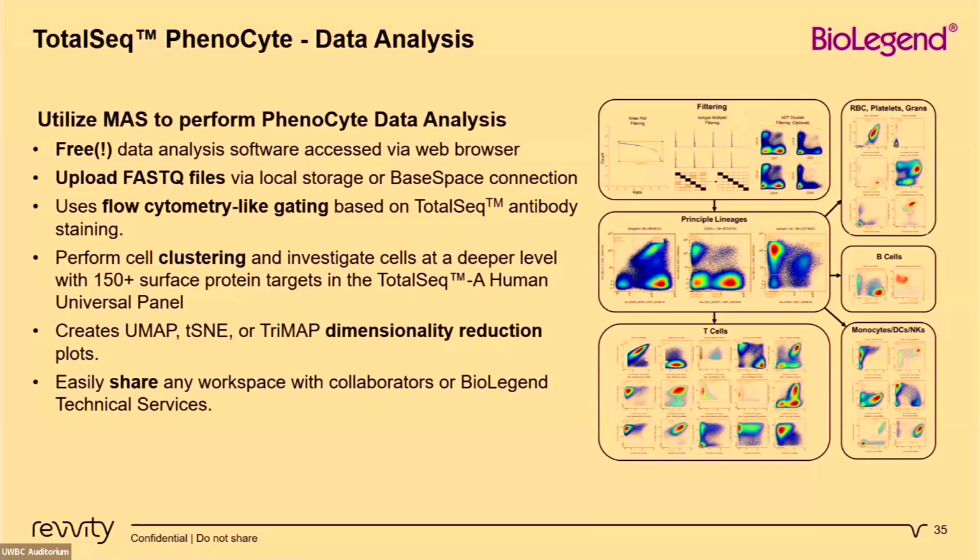So what does that data analysis look like? We have this free MASS tool online. You can create an account, log in, and start playing with data. It's in a web browser, so it doesn't matter what kind of computer you're using, as long as it has a modern web browser. You upload those FASTQ files via local storage or a BaseSpace connection. Then you get to do all kinds of flow-like gating to subset the different types of cells that you've used 150 antibodies to identify. You can look at different clustering algorithms and dimensionality reduction plots. And then that workspace can be shared with collaborators or our tech team so that we can take a look at things that may or may not have happened during your experiment.